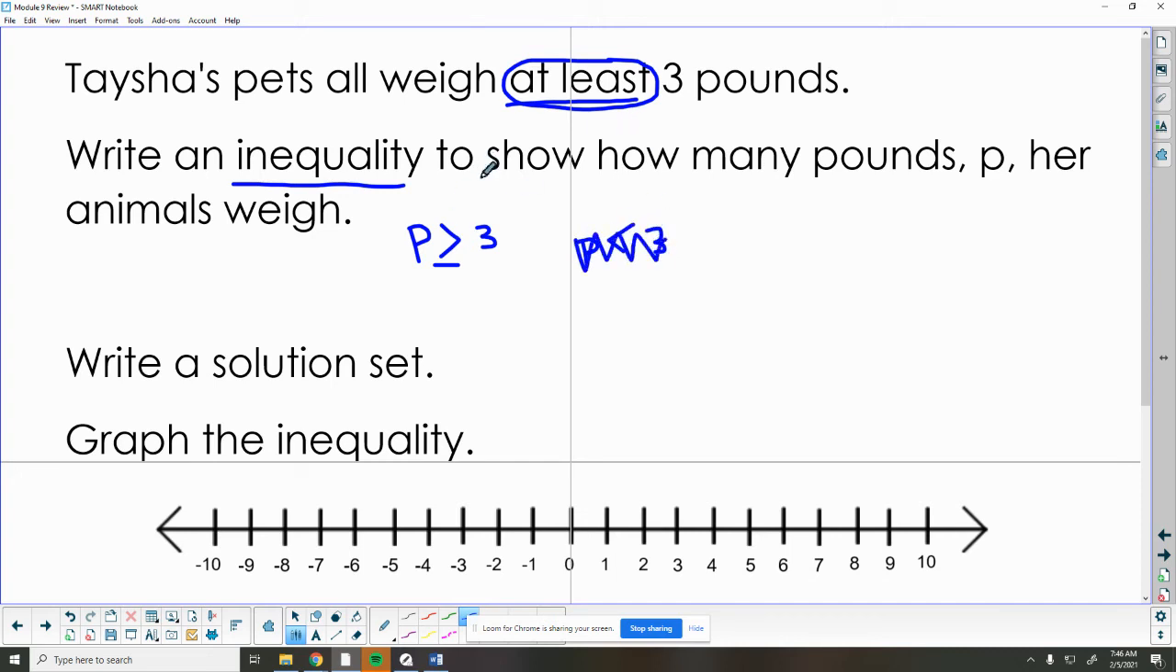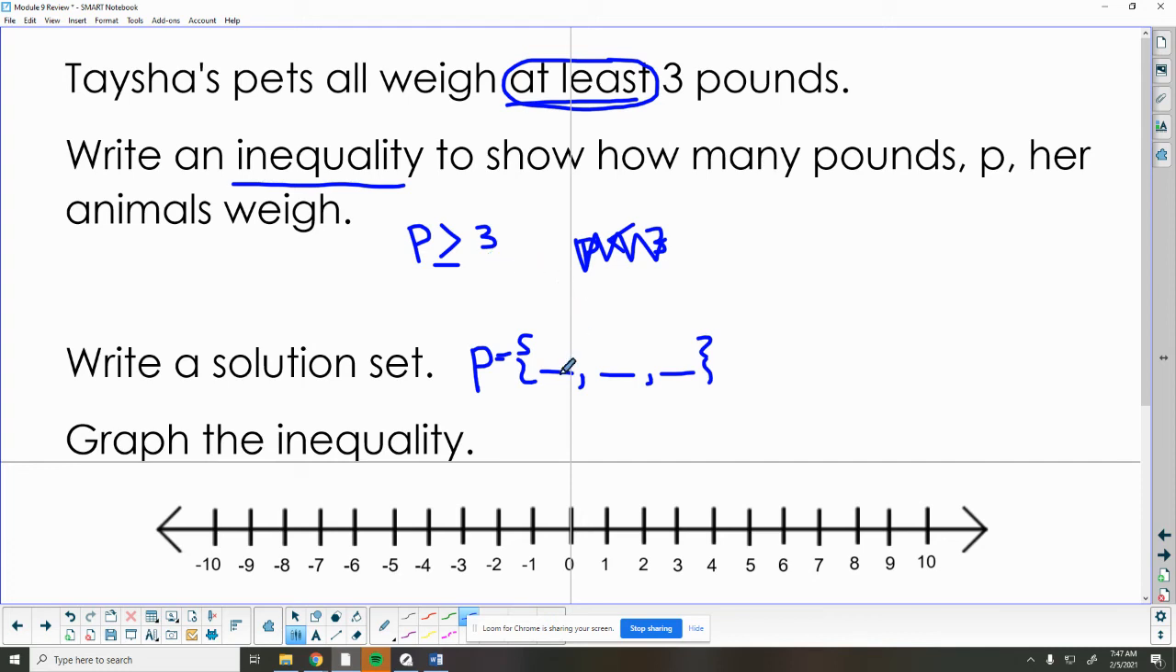So go back and read. Does it make sense? My pets are at least 3 pounds. That means they're bigger than 3 pounds. My pets are bigger than 3 pounds or equal to it. So go ahead and write out a solution set, even if it doesn't ask you to. When you're graphing, I think it's a great idea to put your solution set so you know which way your arrow should go. So think of 3 things that are greater than or equal to 3.